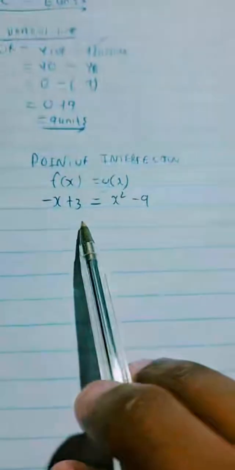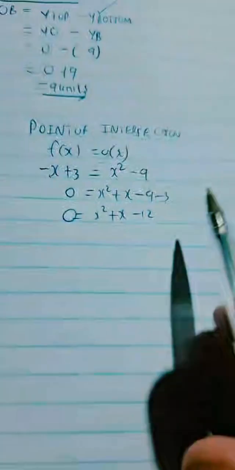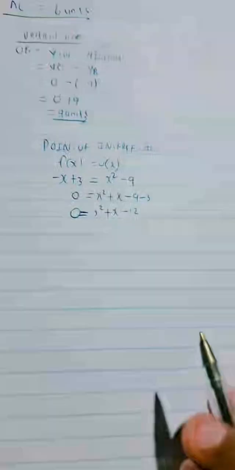I think we can solve these two equations. We equate them, we solve. So x squared, let's take the negative x over to plus x, and minus 9, take the 3 over to minus 3, equals 0. x squared plus x minus 12 is equal to 0. This is a quadratic equation. So now we can solve the quadratic equation using our method.